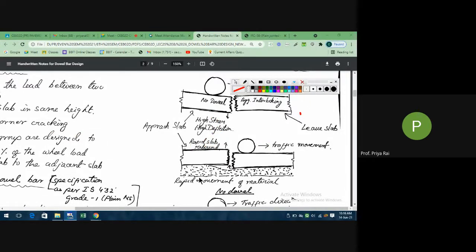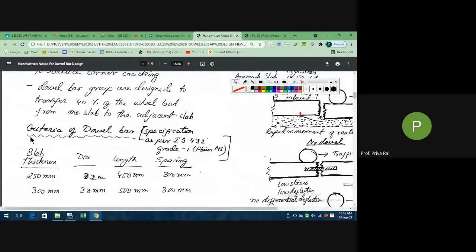Now, before starting the design procedure or the basics, we have to see the criteria, or the specifications. The specifications are as per IS 432 grade 1 for plain mild steel. These are the classifications of the dowel bar. That means for this thickness of the slab, the diameter we can use for the dowel bar is 32 mm, the length is 450 mm, and the spacing is 300 mm. Whereas for a thickness of 300 mm, it is 38 mm diameter, length 500 mm, and spacing 300 mm.